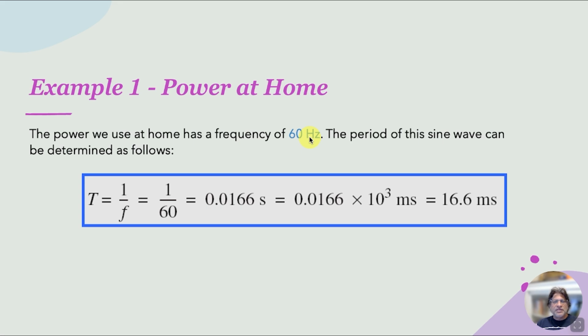The period of this sine wave can be determined as follows. The period is equal to the inverse of the frequency. If the frequency is 60 hertz, the period is going to be 1 divided by 60, and the answer is going to be 0.0166 seconds. Or if we put this in milliseconds, this is going to be 16.6 milliseconds.